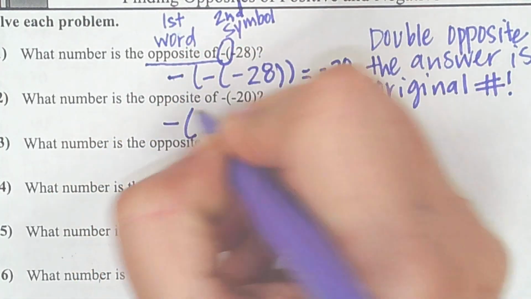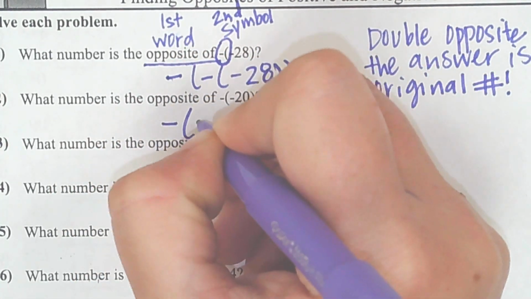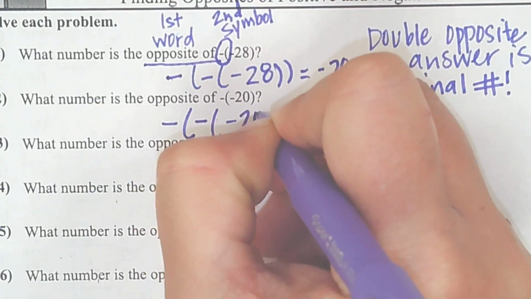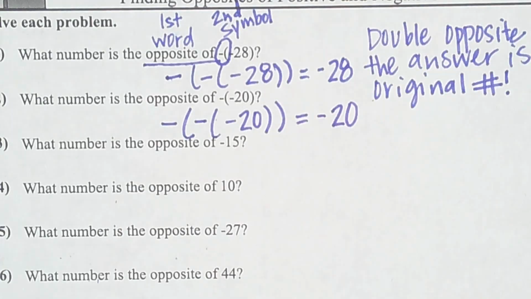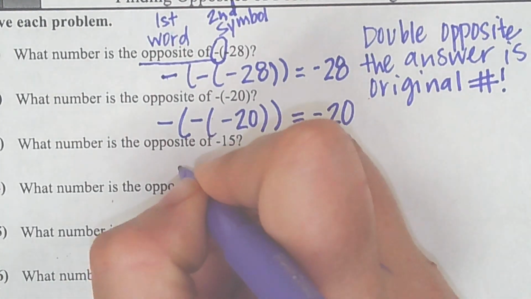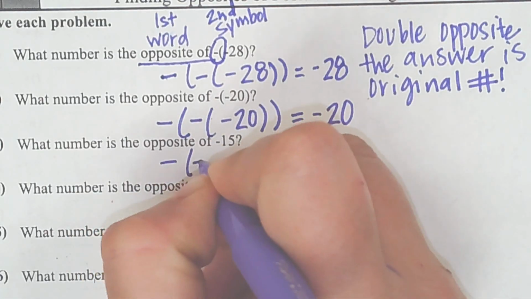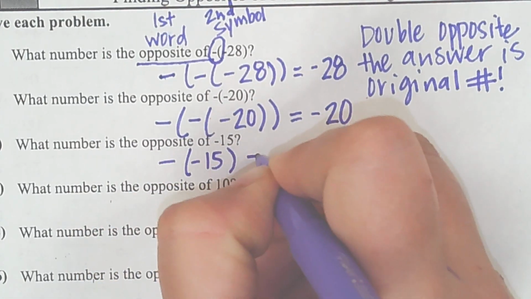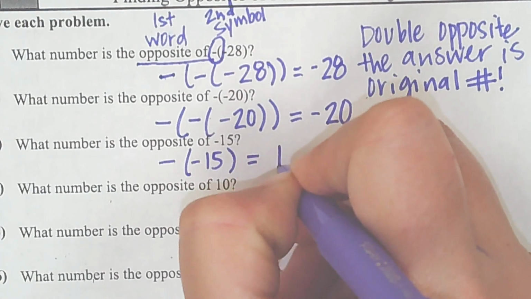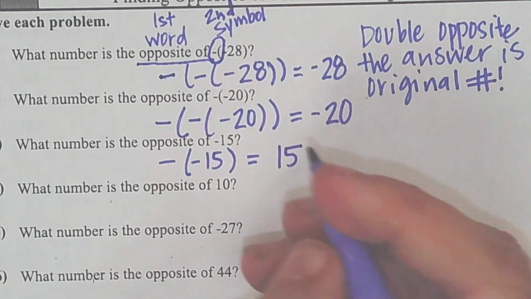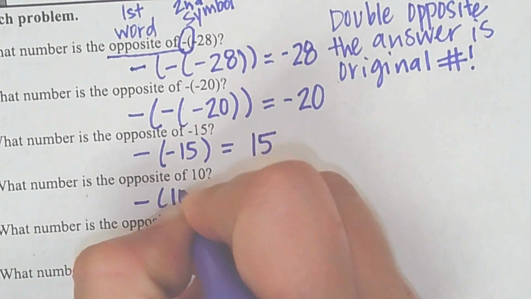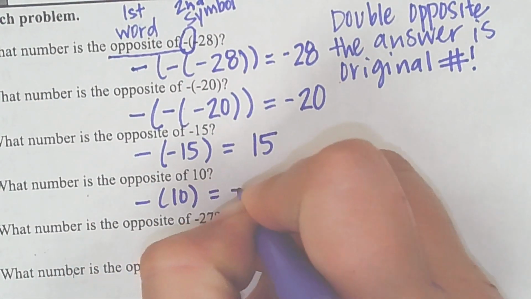Opposite of, word form. Oh, and I see the symbol, opposite of negative 20. And I close it twice, and we get negative 20. All right, so there was another one with a double opposite. Now this one, it just says the opposite of negative 15. And guys, the opposite of negative 15 is 15, a positive 15. The opposite of 10 is negative 10.